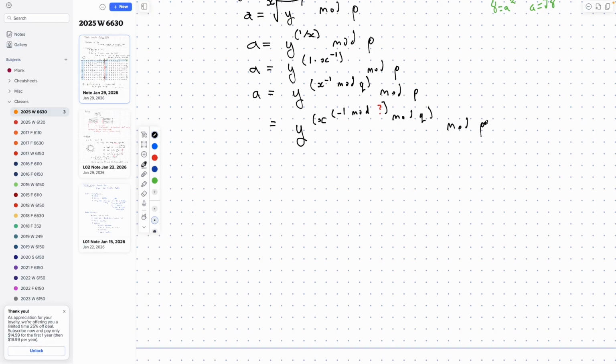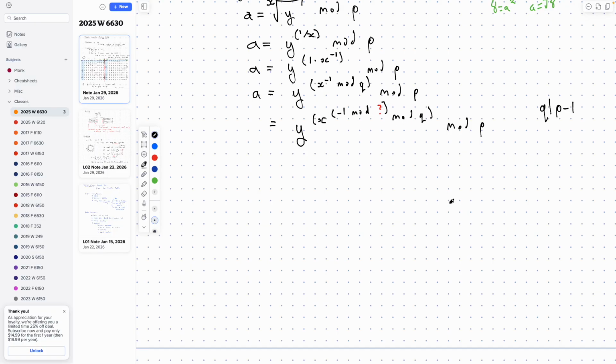And also, when I went from p to q, why did I go to q? I went from p to q because q divides p minus 1. So remember, q divides p minus 1. And because I'm working in G_q, because y is in G_q, everything has order q, all the exponents.